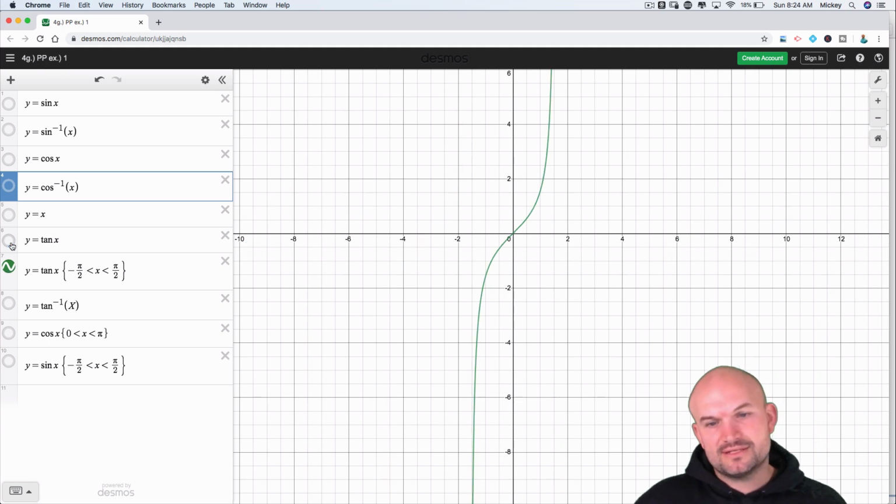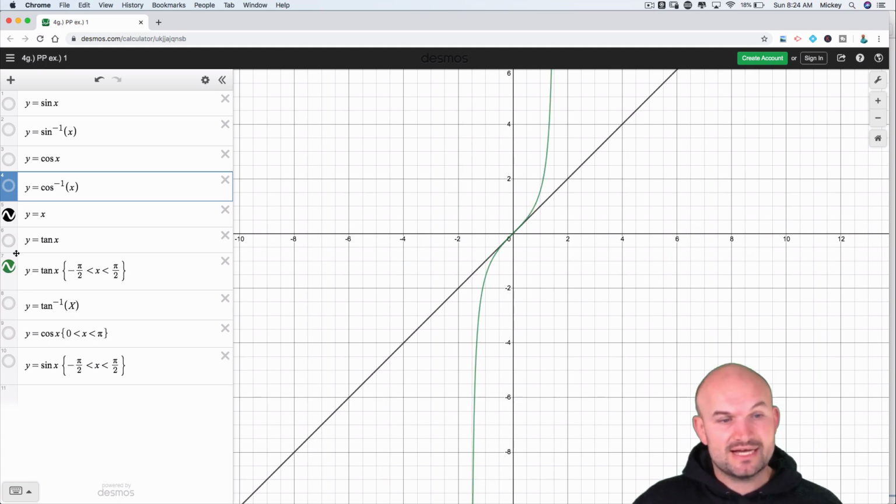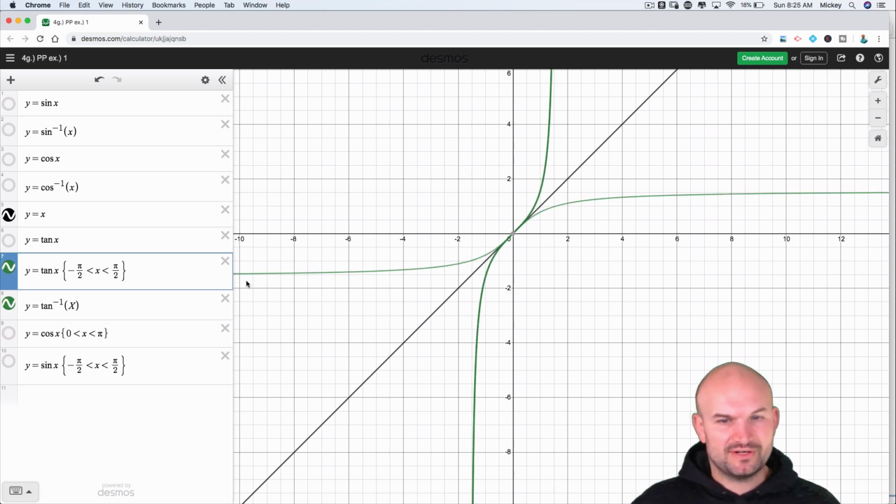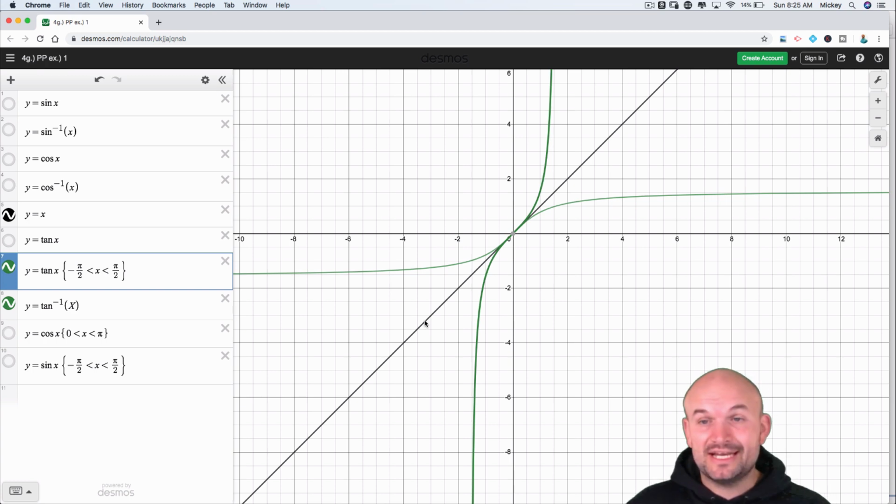And then if I get rid of it, now I just reflect about the y equals x line, and I get this lovely graph. Where's my tangent inverse? Oh, I need that graph. And then this graph. There we go. It should be a different color, but either way, you can see again how that is reflected.